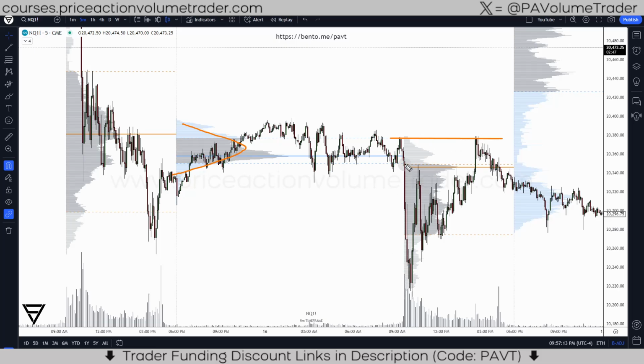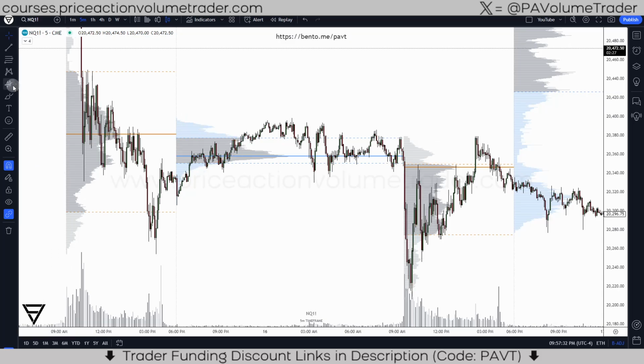Also, right here you can see at the open we had a very strong drive down, then we came back up and we start finding resistance also right around the value area low level as well.